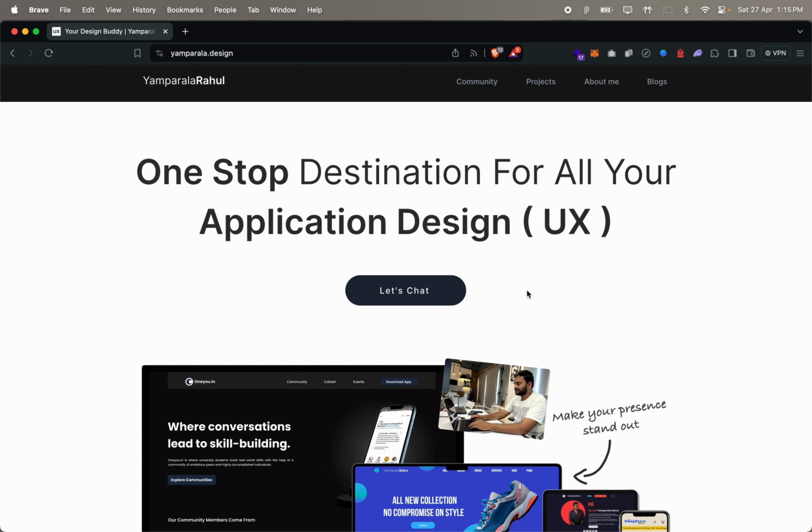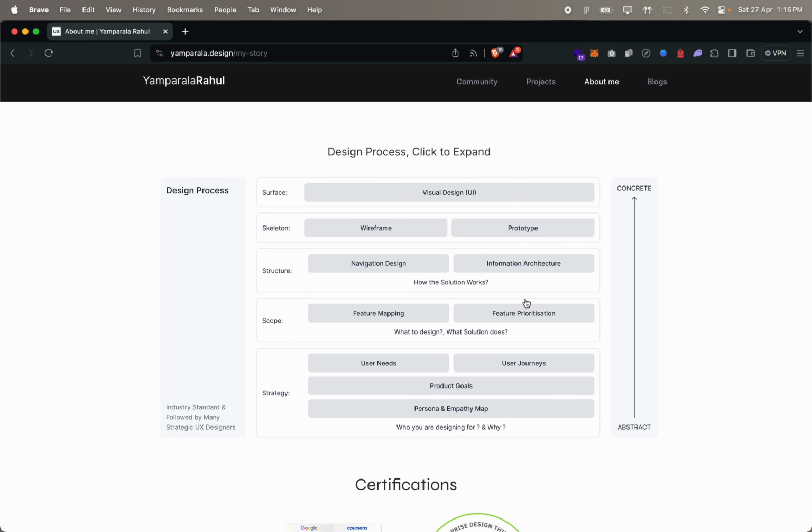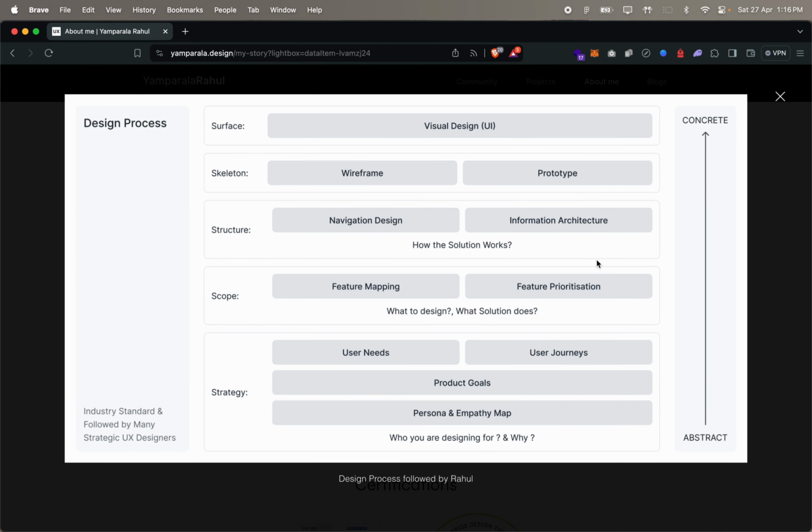So if you want to save that process, you can go to my website, which is yamparal.design, and if you click on About Me, you will be directed to this page. If you go down, you can see the design process. I have clicked on it, and this is an overall view of what the design process is.